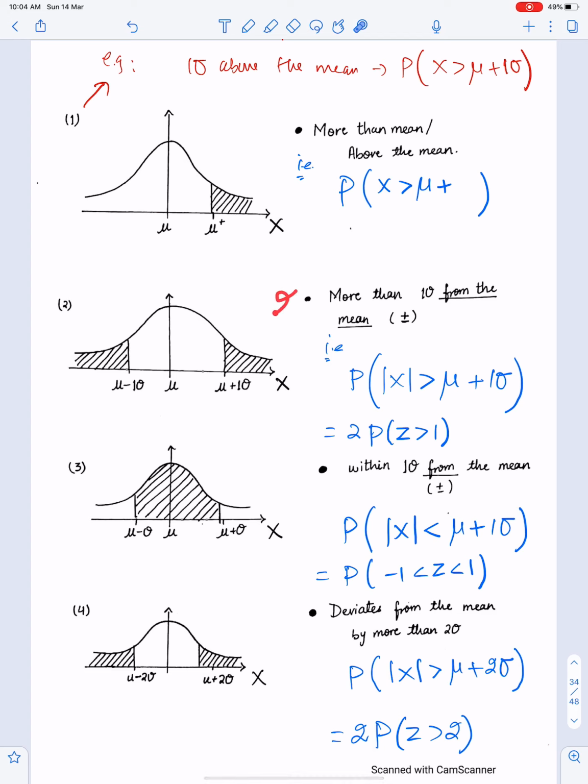Now, number 2. More than means greater sign. 1 standard deviation from the mean. Now, from the mean means from. The word from or of means modulus. So, you just need to write this thing as modulus x. More than means greater. 1 standard deviation, mu plus 1 sigma. And you know how to simplify this.